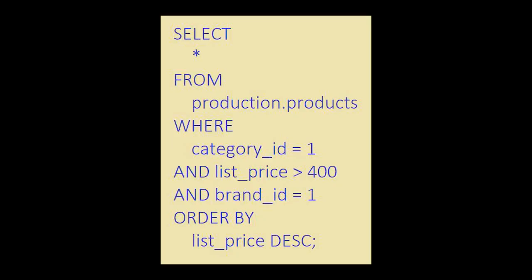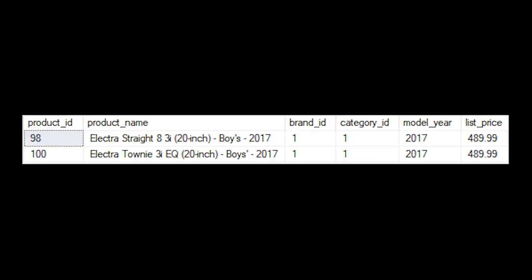How to use multiple AND operators. The following statement finds the products that meet all the following conditions: category ID is 1, the list price is greater than 400, and the brand ID is 1. The result is as follows.